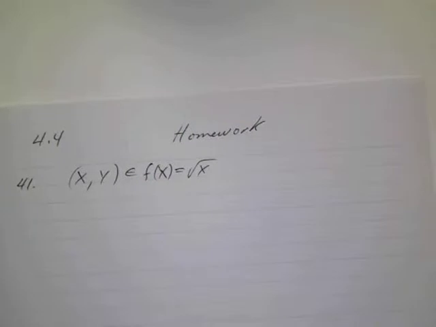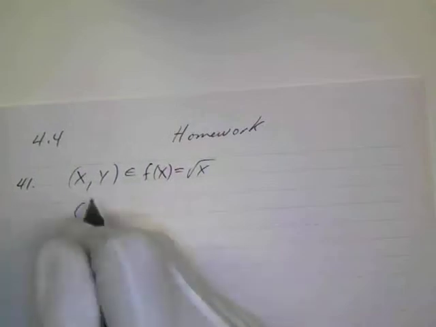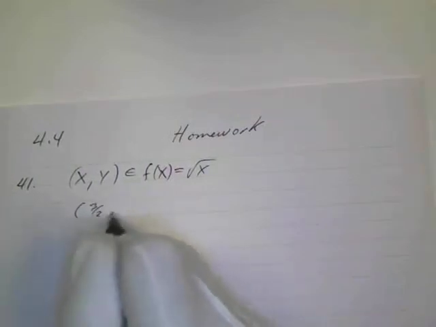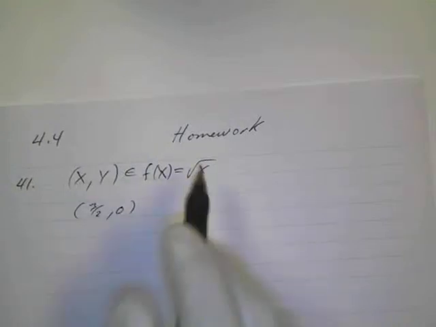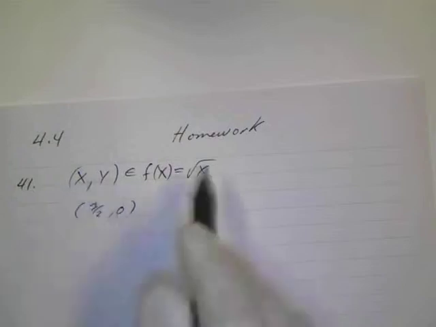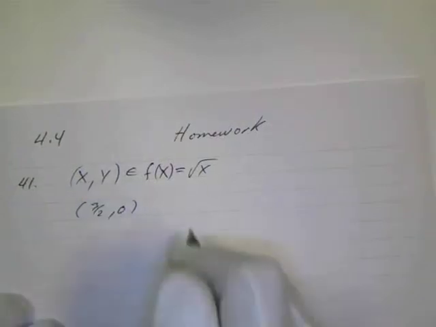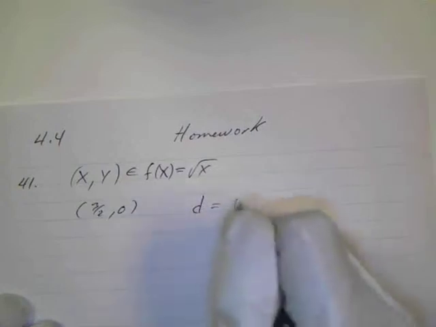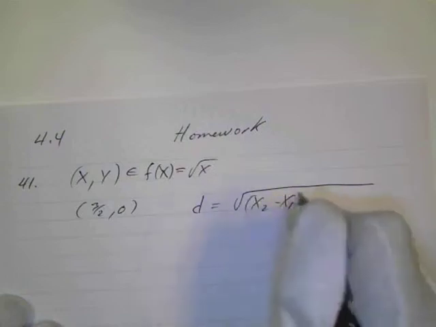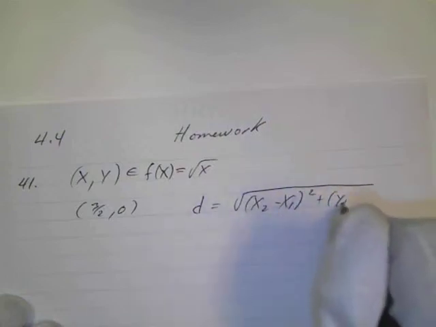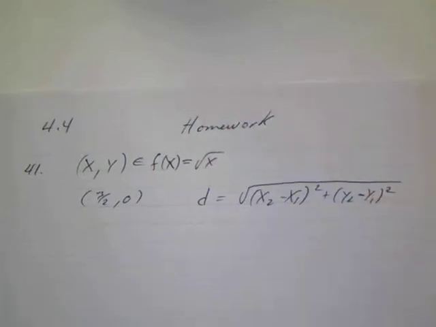The point on the curve, I should say, is closest to the point (3/2, 0). So this point is on the curve, the square root of x, and we want to find the point on the curve that is closest to this so that the distance between these 2 points will be a minimum. So we have to use the distance formula, and the distance formula is good old square root of (x2 minus x1) squared plus (y2 minus y1) squared. So you need to know your distance formula.